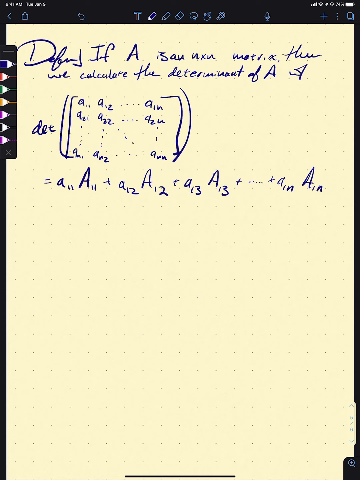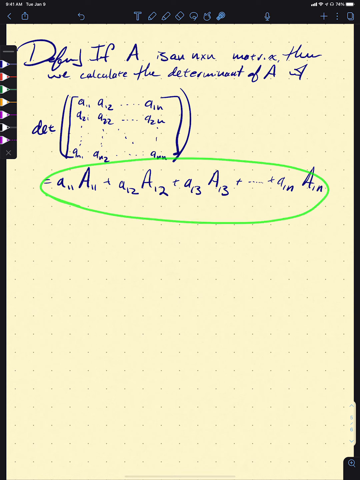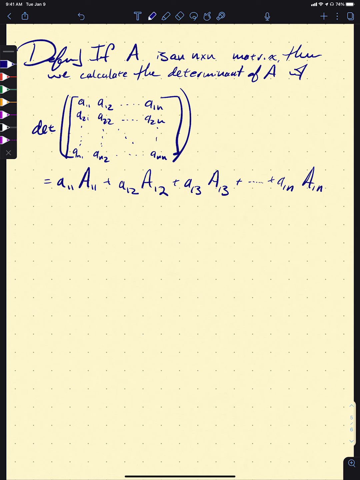But this is actually defined recursively. If we have some n by n matrix like this, notice that each of these cofactors involves the determinant of an n minus 1 by n minus 1 matrix. So when you're taking the determinant of this, you'll have to expand it out. Eventually, these will all get down to 2 by 2 matrices, and you'll be able to calculate them with the simple multiply one way, multiply the other way method, okay? So let's take a look at an example.